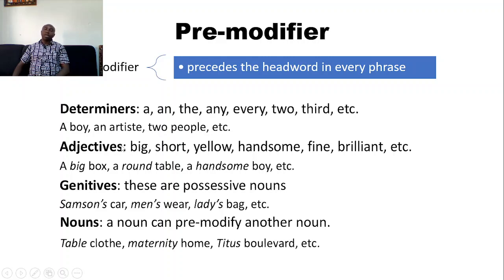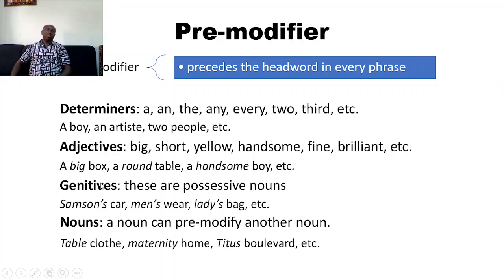Adjectives also function as premodifier in a noun phrase. For example, we have big, short, yellow, handsome, fine, brilliant, etc. A big box. Big here premodifies the noun box, to show the size of the box in question. A round table. Round premodifies the noun table to show the shape of the table. A handsome boy. Handsome also premodifies the noun boy to show the attributes of the boy we're talking about, that is not an ugly one.